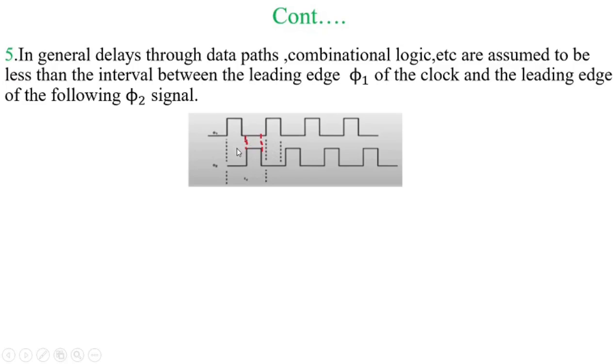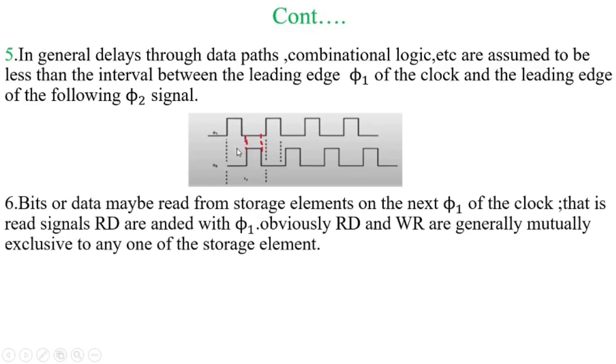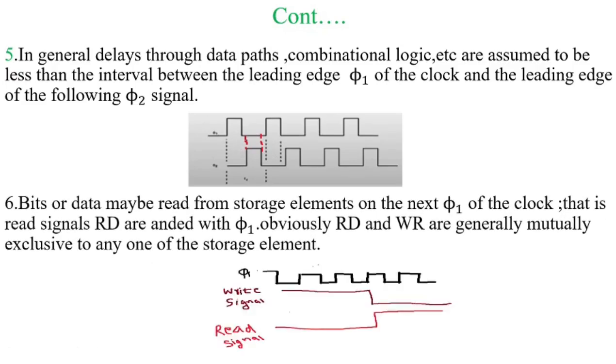And the next point: bits or data may be read from storage elements on phi 1 of the clock. That is, read signals are ANDed with phi 1. Obviously, RD and W are generally mutually exclusive for any one storage element. It means that with the help of the read signal, the data is read from that particular memory address location. So this read signal also synchronizes with the same clock signal phi 1.